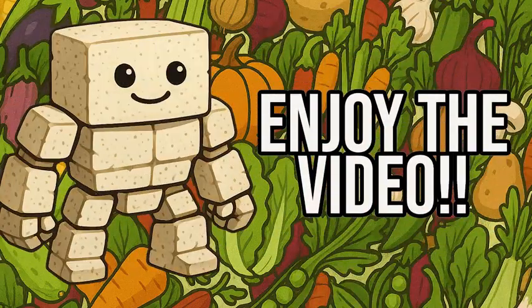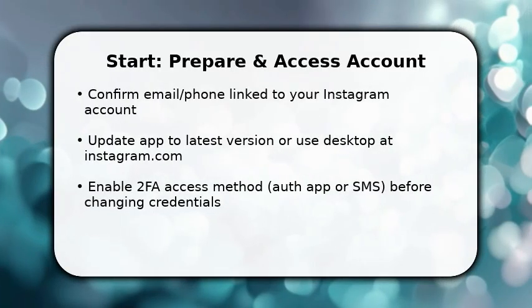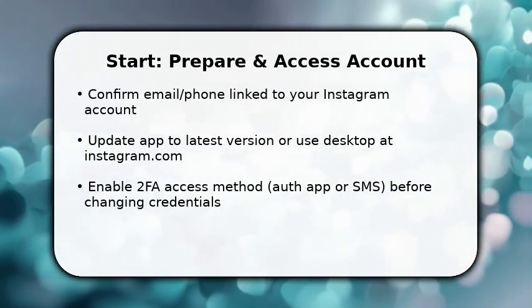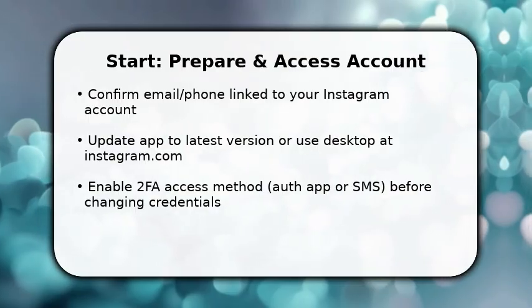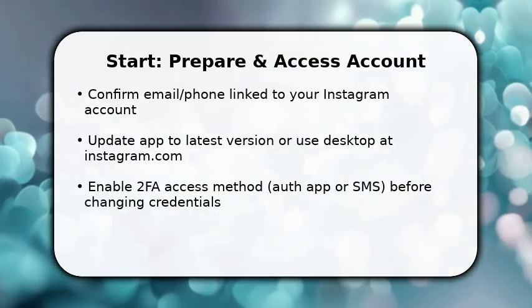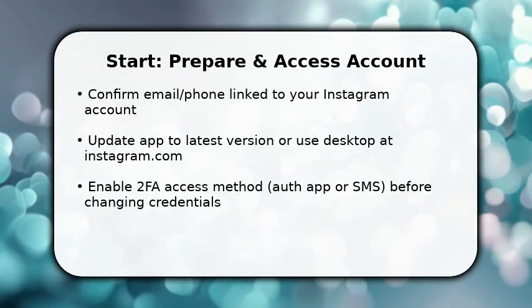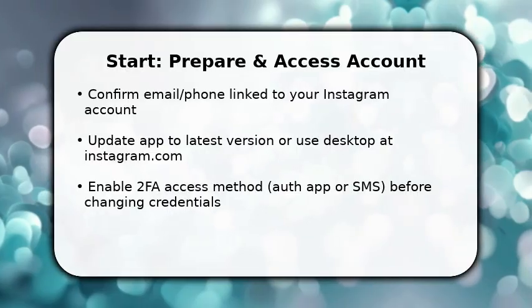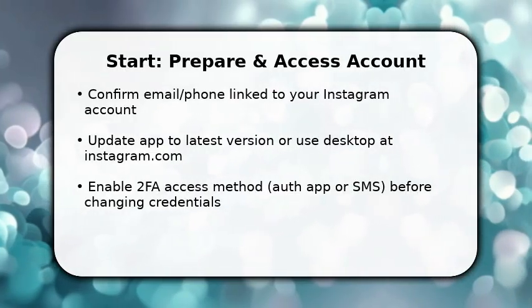Please enjoy the video. You'll begin by confirming you can receive login codes. This prevents lockout. Open the Instagram app or desktop site, sign in, and go straight to your profile. Once there, tap the three-line menu, then Settings. Make sure your email and phone are current so a reset link or code reaches you. If not, update them now.